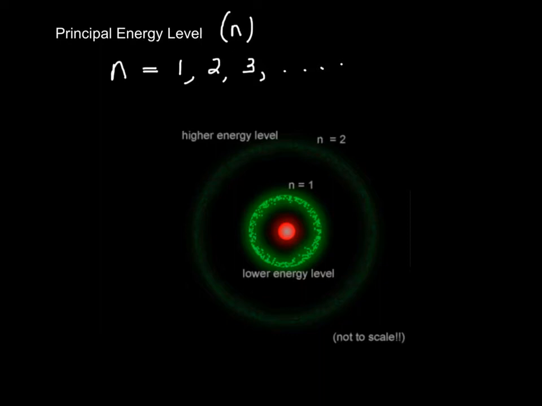So the first one is the principal energy level, and this is the same energy level that Bohr gave us. So n can equal any integer, 1, 2, 3, 4, whatever. Okay, so this is nothing new, the same as Bohr. Lower energy level, or ground state, is n equal to 1, and any higher energy level is some higher number.